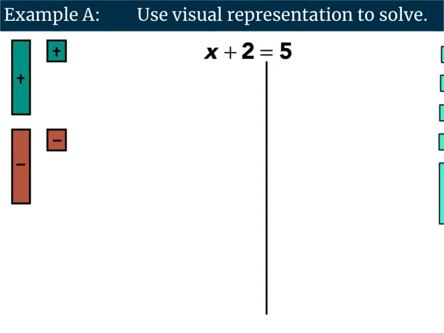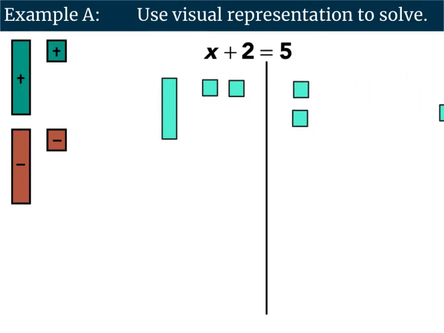So now let's start by drawing our equation out with our visual representation. I have x plus 2 on one side, so I'm going to take my long bar for x. Then I've got plus 2, so I'm going to do plus 2 on that side, so I've got x plus 2. And on the other side, I have positive 5, so I'm going to draw out my positive 5. Right there, now I've got 5 of those.